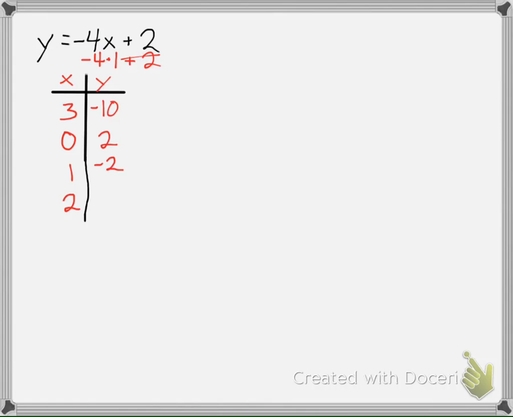All right, so same exact thing, only now instead of having 1 as my x value, I'm going to have 2 as my x value. So negative 4 times 2 is? Negative 8. Negative 8 plus 2 is? Negative 6.